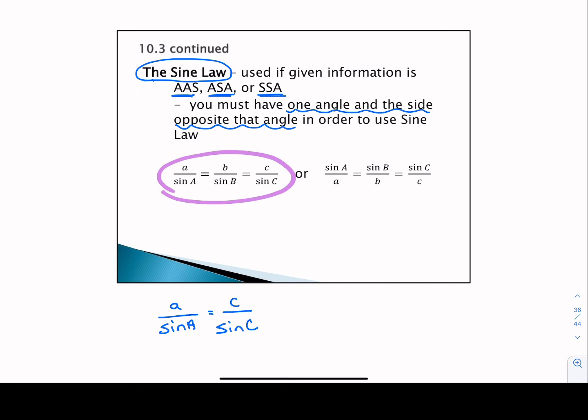Now, the second variation of the sine law is exactly the same equation, but we have switched the location of the numerator and denominator. So sine of angle A divided by A is equivalent to sine of angle B divided by B, which is equivalent to sine of angle C divided by side length C. So it doesn't matter which formula you use. You can use the one on the left or the one on the right, but again, you'll be using 2 out of 3 of these parts to solve for missing sides or angles.